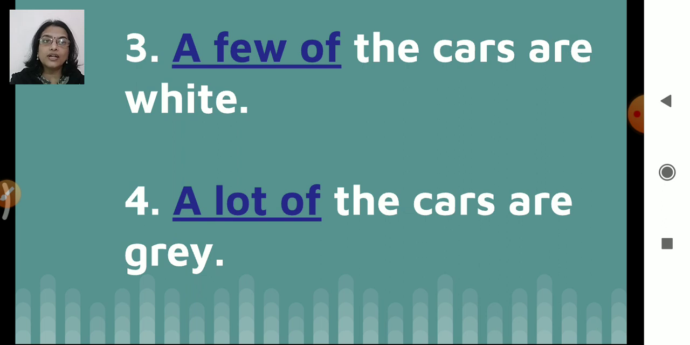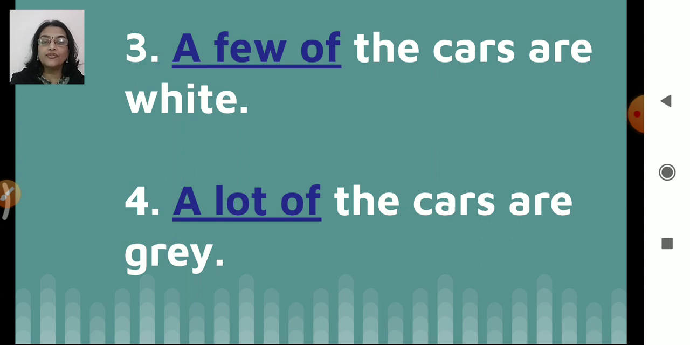A few of the cars are white. Now, check the color, children. Two colors only you can see. So, a few of them are white. So, we have written here, a few of the cars are white.